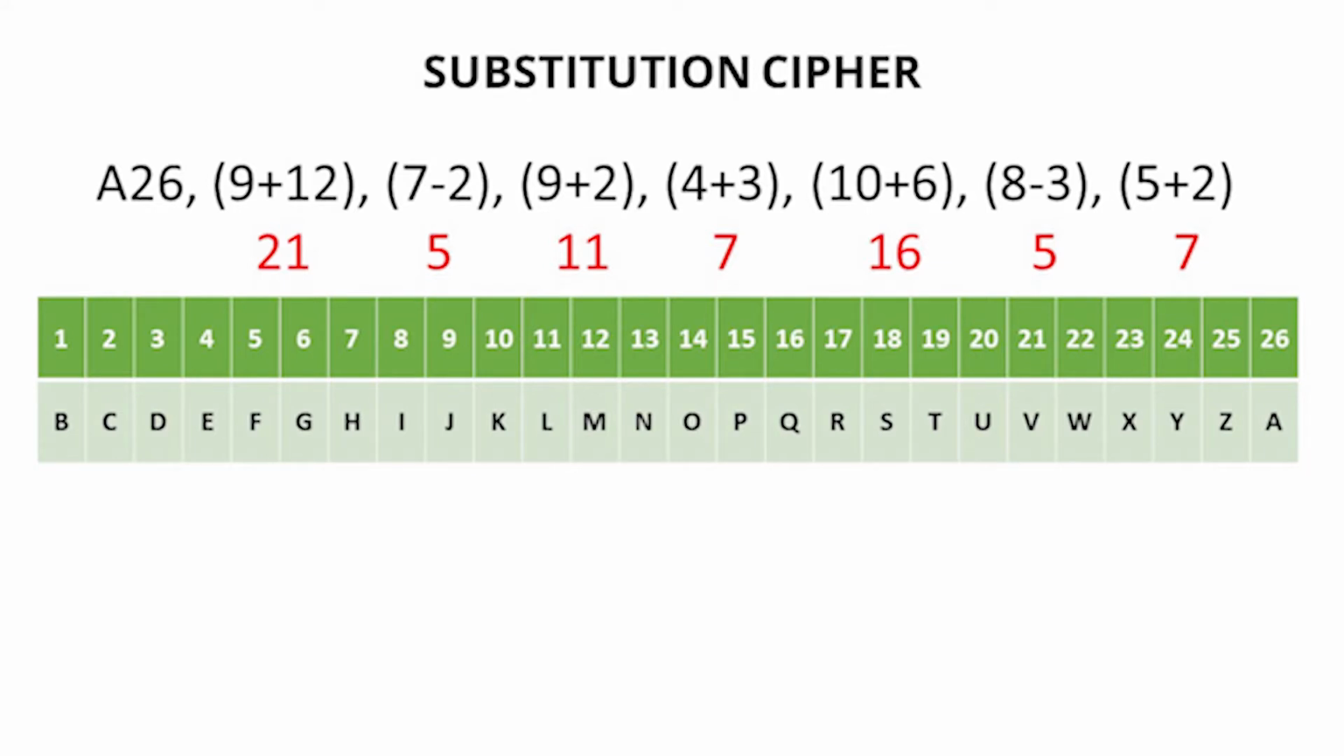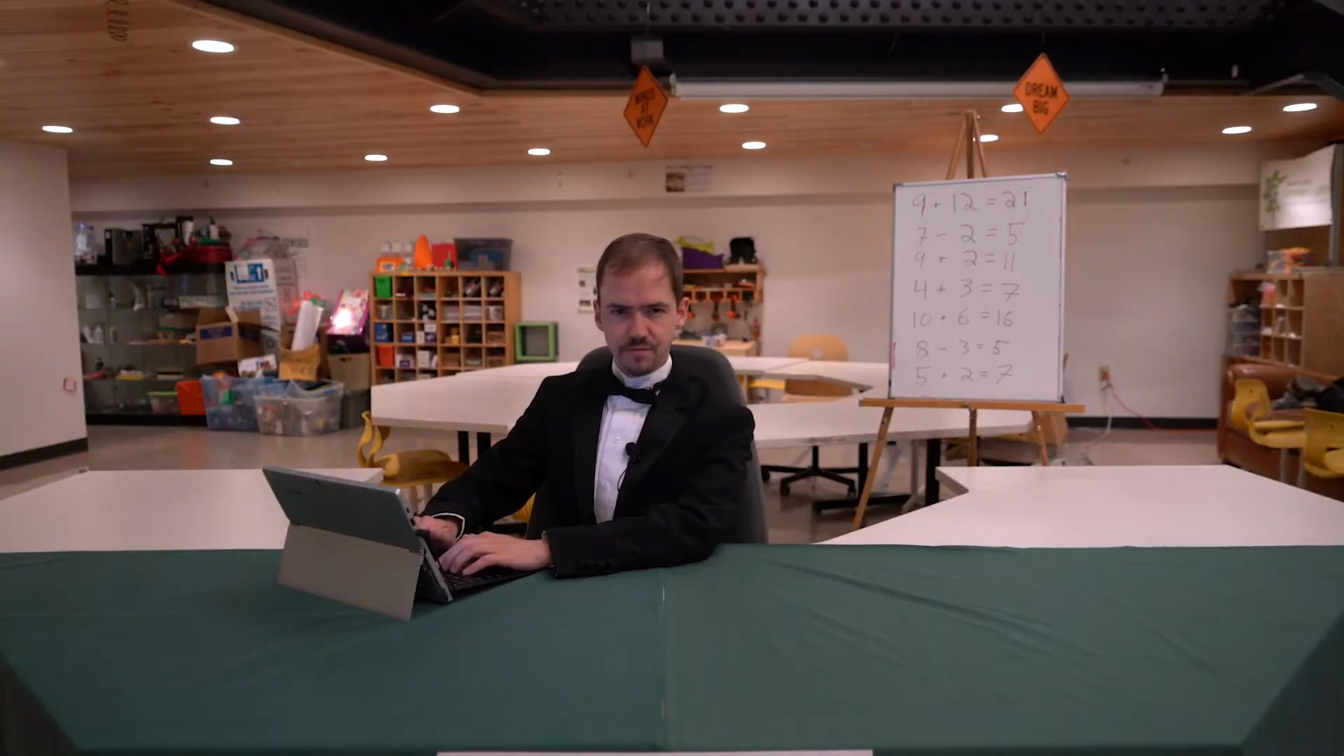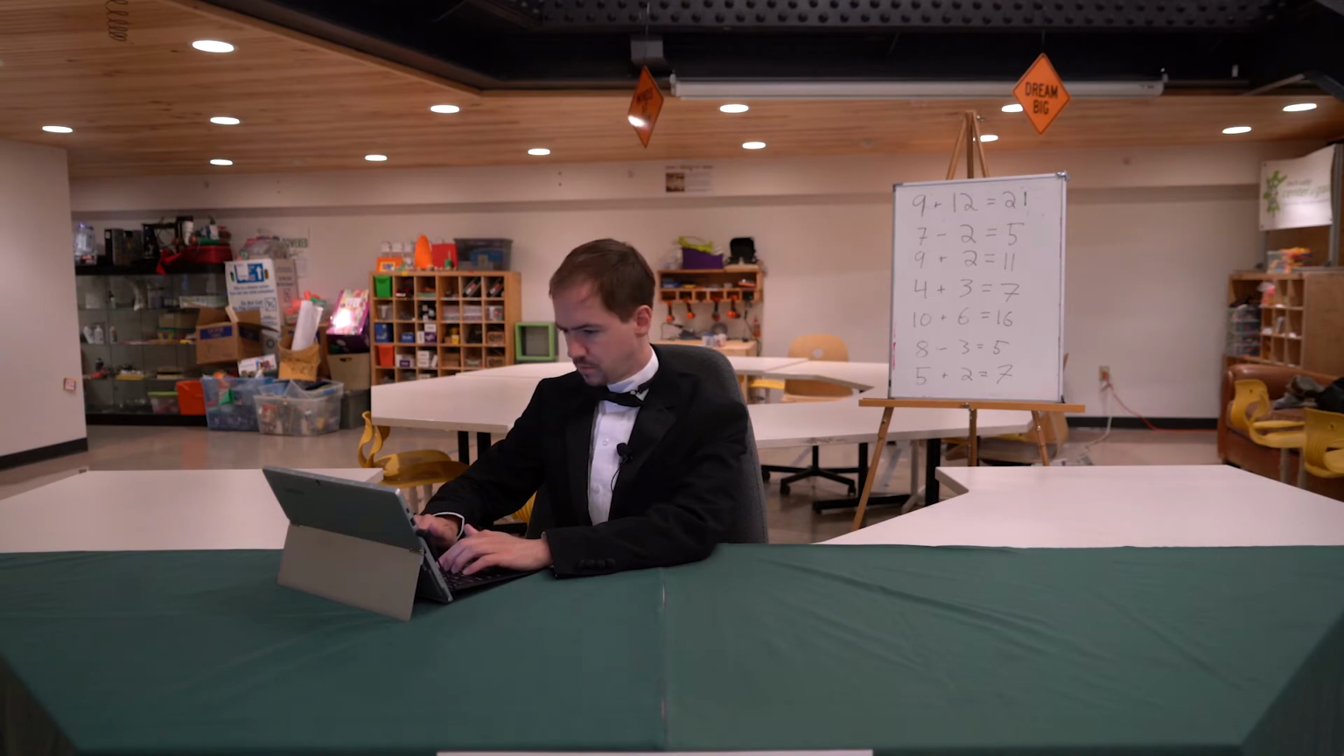Here are the numbers we get from our math problems: 21, 5, 11, 7, 16, 5, and 7. If we look at our number line, this gives us the letters V, F, L, H, Q, F, and H. Let's try VFLHQFH and see if that works.